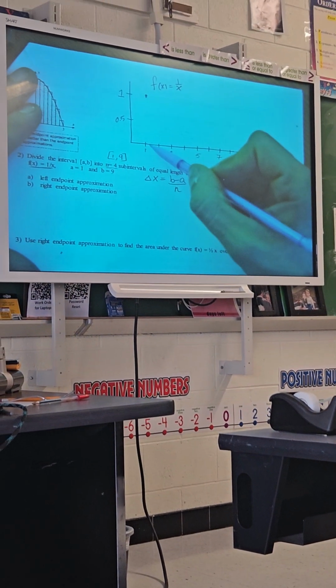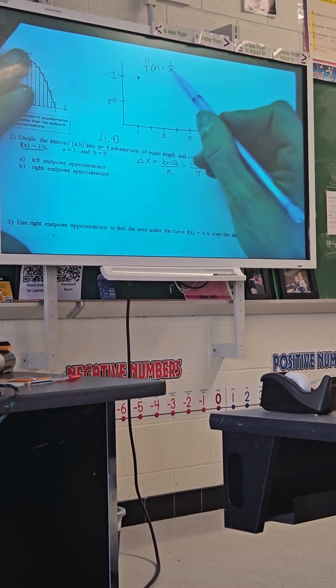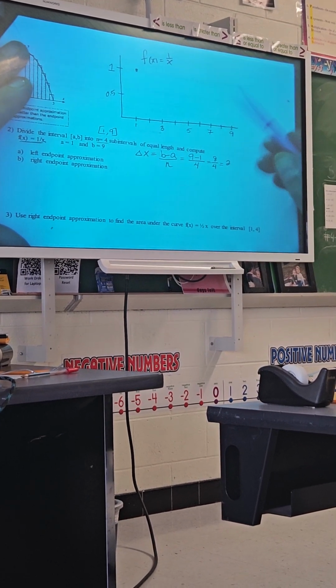Super. When x is 1, put 1 in. 1 divided by 1 is 1.